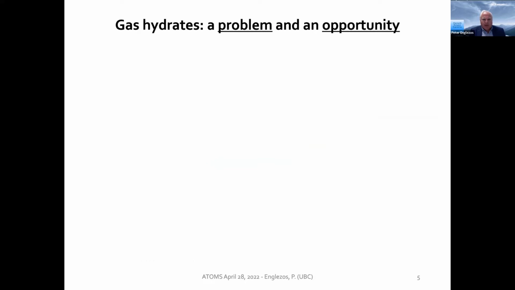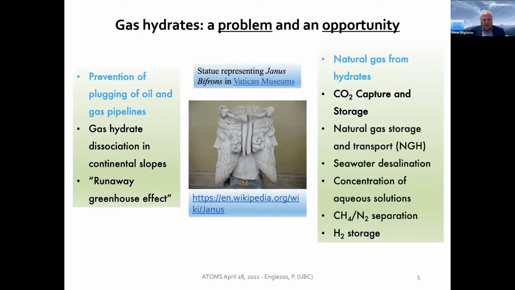The best way to look at hydrates is by invoking the Roman god Janus. This is a double-faced god, and some of you may be familiar with the Janus particles in the field of colloid science, where you have half the particle being hydrophilic and the other half being hydrophobic.